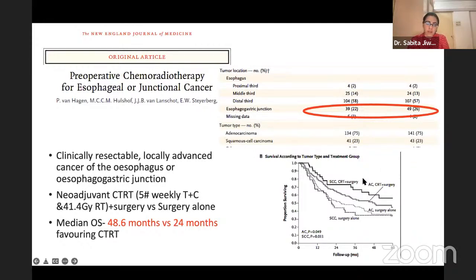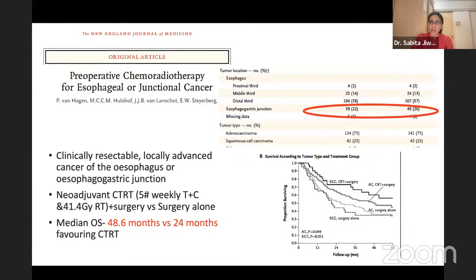When we look at the survival curves, the huge difference that is seen with addition of neoadjuvant chemoradiation is in the squamous histology. And the number of patients in the squamous arm, you can see for yourself how many they are. And in adenocarcinoma, there is a benefit. Definitely there has been a benefit, but it is not as huge as the squamous histology arm.